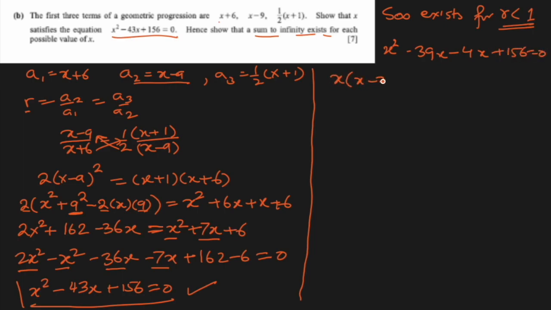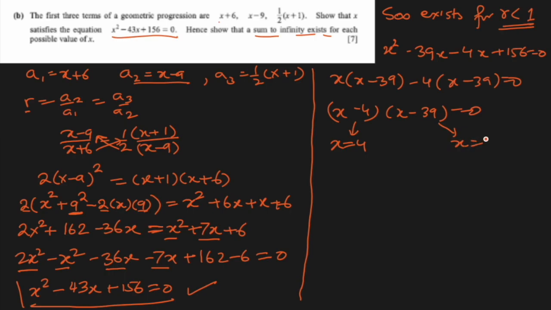x minus 4, x minus 39. This will give x equal to 4. This gives x equal to 39. Now let's see if they give us r, which is less than 1.